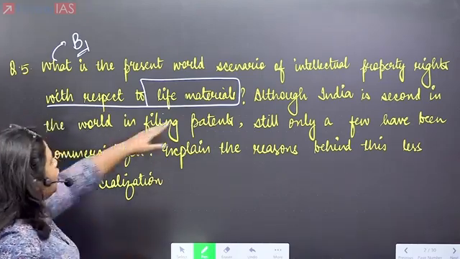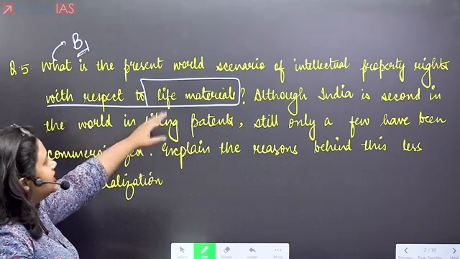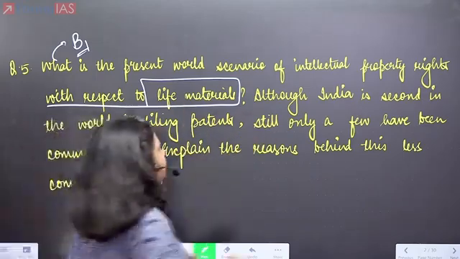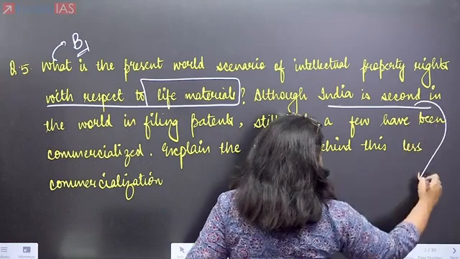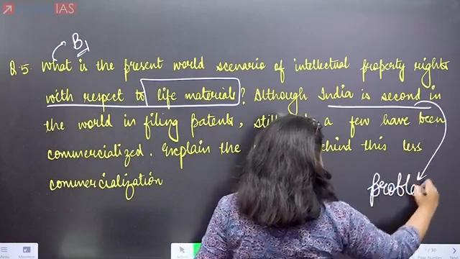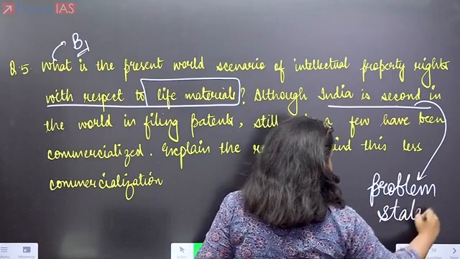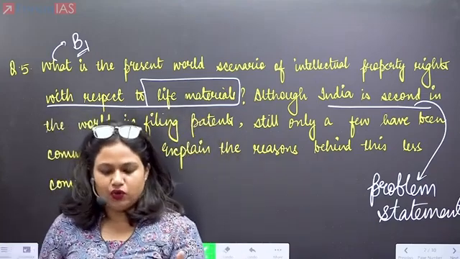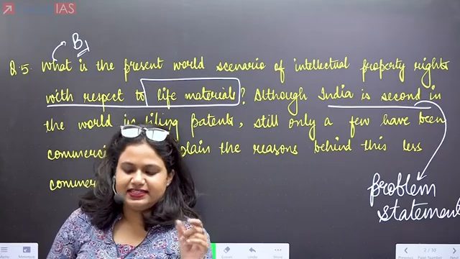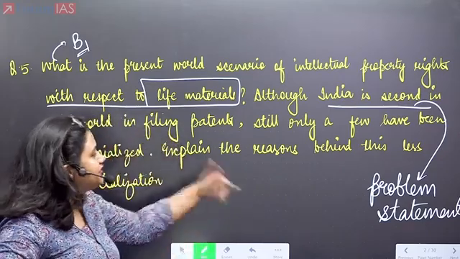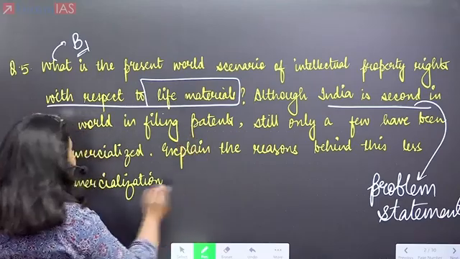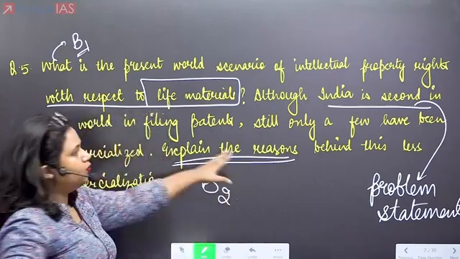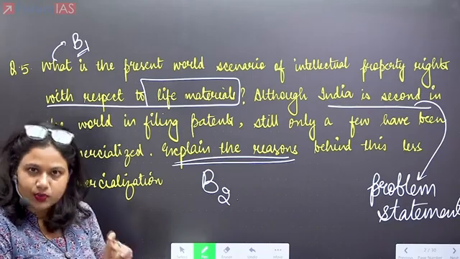Second part of the question is, although India is second in the world in filing patents, still only a few have been commercialized. Now, this has to do with the situation that we have. This portion, that India is second, is a part of the problem statement. What I mean here is that they have only said that this is the situation, right? The question then follows: explain the reasons behind this less commercialization. They're asking you, why is this problem occurring? So body paragraph 2 has to be, what are the reasons behind this less commercialization? Do we understand this question now?